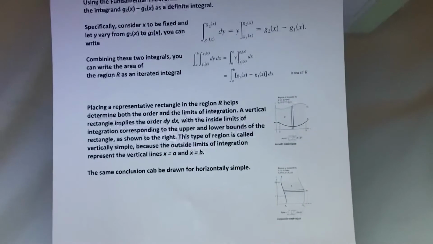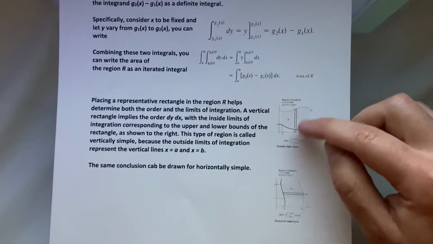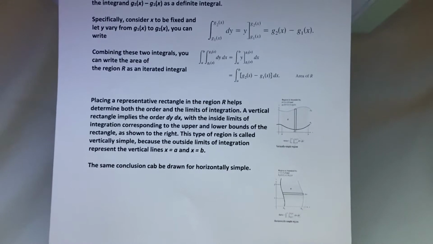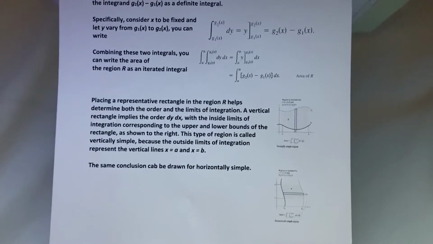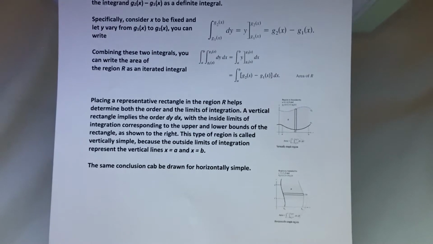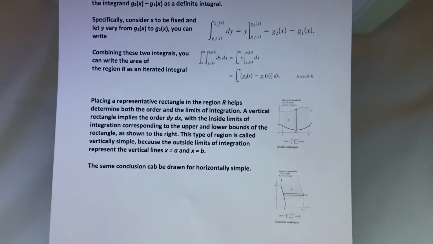Now, generally, placing a rectangle in the region helps determine the order and the limits of integration. Usually, if you have a vertical difference between two functions, you want to do y first and then x. Similarly, if it's horizontal, you want to do x first and then y. So if you can draw the picture, sometimes it helps you figure out how you want to integrate.